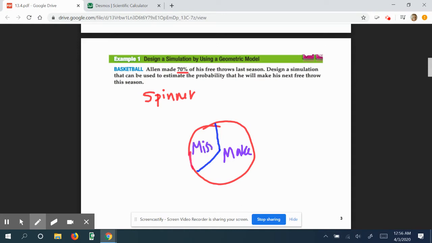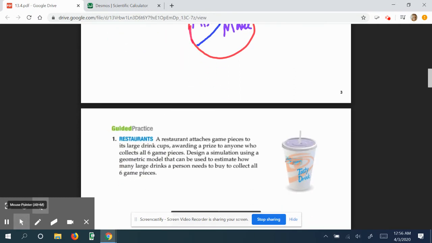Then we would add some sort of a spinner to it. Let's say here it is right here. We'd spin it around to see, is it going to land in the make or the miss? You can do this multiple times to figure out whether he is going to make the next one or not. We see these in kids' board games and all kinds of stuff all the time.